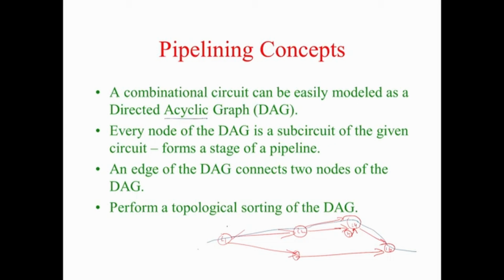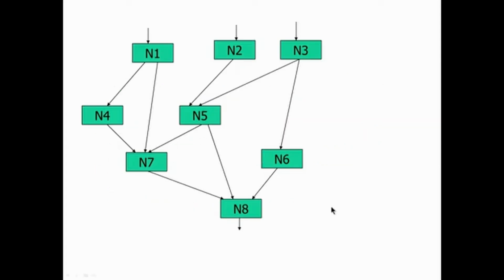So every node of this directed acyclic graph is a subcircuit of the given circuit. So I can have an AND gate, OR gate, multiplier, etc. And I could have something larger, I could have an adder, I could have all the standard cells here, and that could form a stage of a pipeline. So an edge of the DAG connects two nodes of the DAG. So what we do is first do a topological sorting of the DAG. Let me tell you what we mean by topological sorting. This is the basic circuit which has 8 combinational elements. Each of these elements can be some adder, subtractor, or a big combinational circuit. Now what happens is I do something called topological sorting.